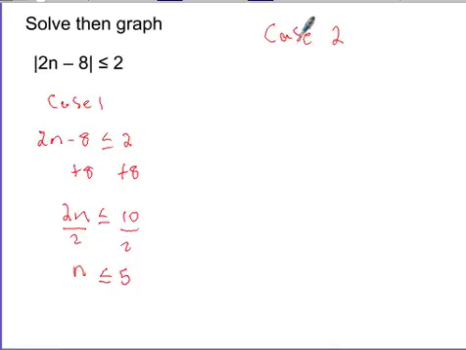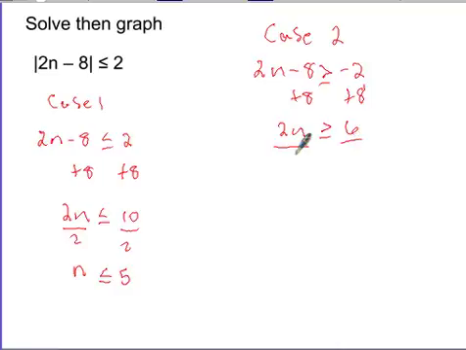Case 2 is going to look like what? Greater than or equal to negative 2. Add 8 to both sides, so 2n is greater than or equal to 6. n is greater than or equal to 3.